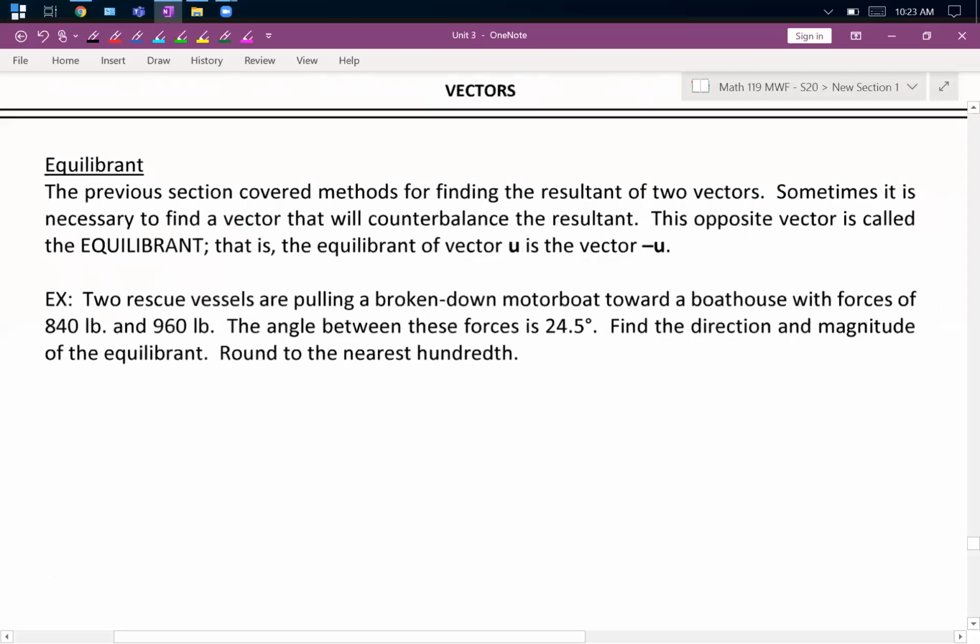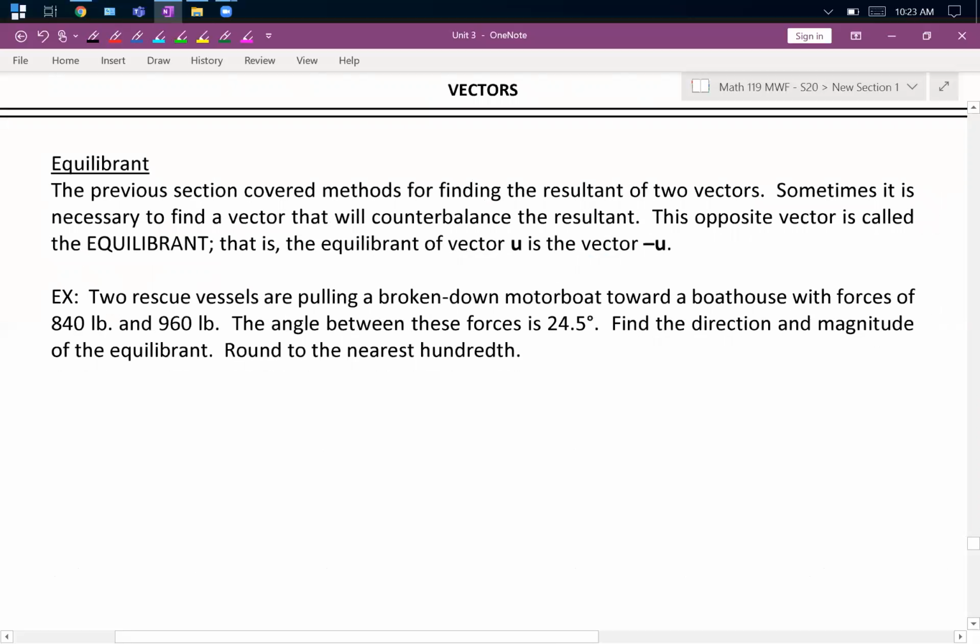This next example is going to involve the equilibrium. The equilibrium is the vector that's opposite the resultant vector. I always think of it like a counterbalance. You see this in animals all the time. Animals that can jump really far always have a super long tail going in the opposite direction to balance them. So our equilibrium is just the vector that's opposite of our resultant. It keeps things balanced.